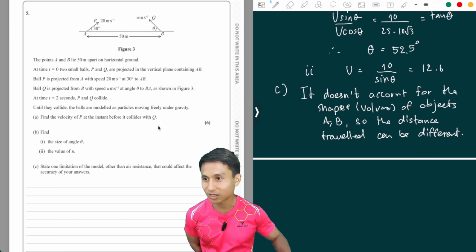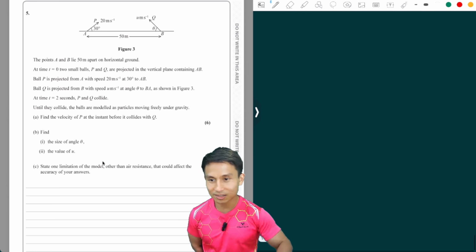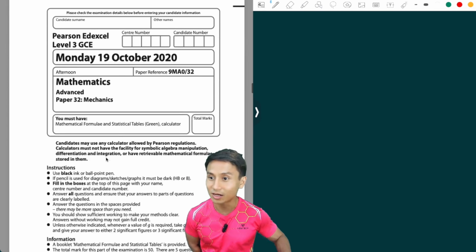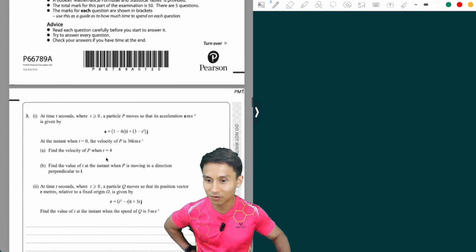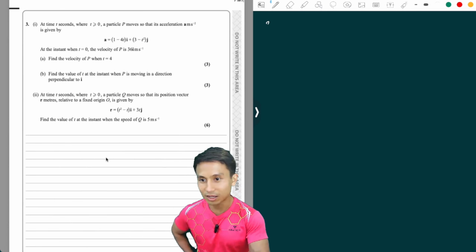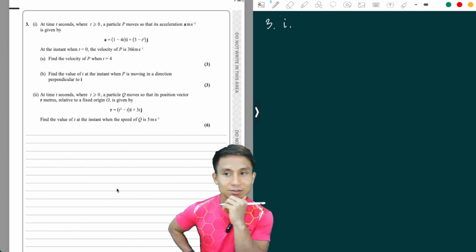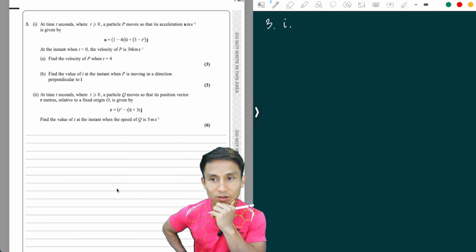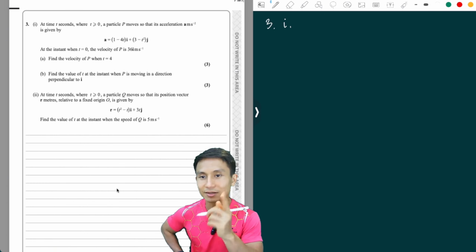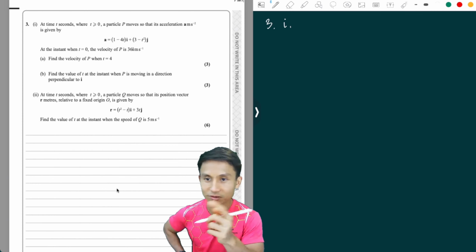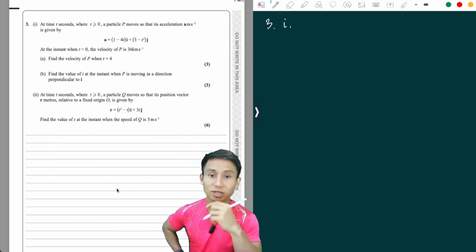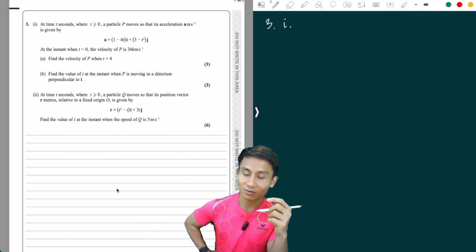Right? Okay. Let's have a look at the next year, October 2020. So let's see what I got for you. Number 3. At time t seconds where t is greater than or equal to 0, a particle p moves so that its acceleration a is given by that. And that is a vector that depends on time. So this is not a constant acceleration motion. We should use calculus, right?